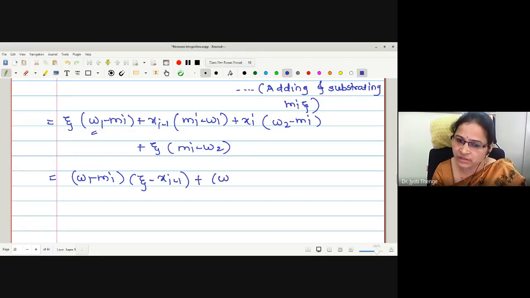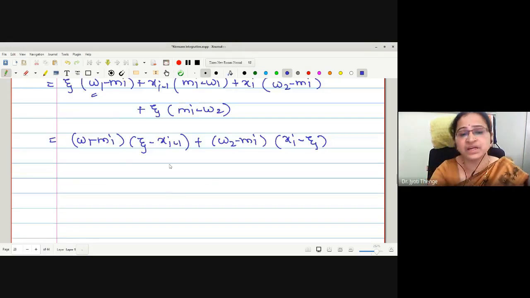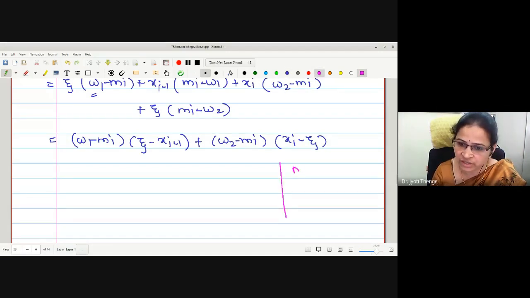Similarly, I will collect the coefficients of w2 minus mi. Therefore, the first term I will get is xi, and here again there will be a change in the sign, xi minus zeta. Okay, now look at every term involved. We have already written the relations mi less than or equals to w1, mi less than or equals to w2. Similarly, zeta lies between xi minus 1 to xi.